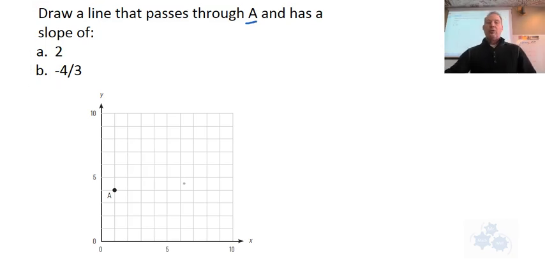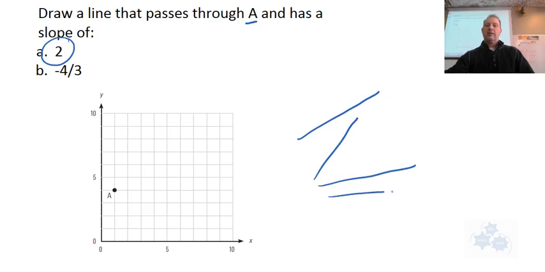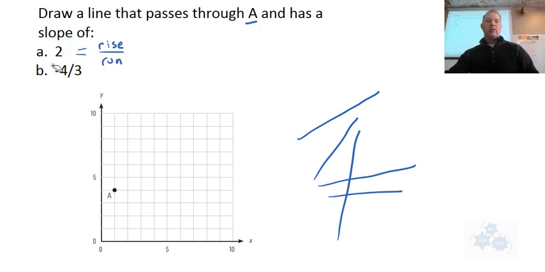So what we need to do is draw a line through A that has this slope. Watch this, 2. That's a positive slope, right? So we know it's going to go up from left to right. But how steep is it? Is it like this, like this? Is it almost vertical? Well, remember, a slope of 2 is rise over run. What's the run for a whole number like this? It would be 1, yes.